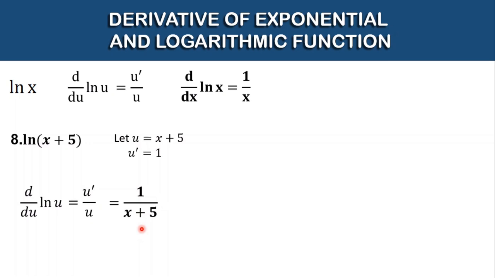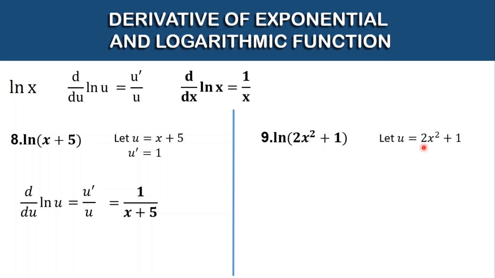Let's answer our example number 9. Find the derivative of the natural logarithm of quantity 2x squared plus 1. So, ito yung u natin. Let u is equal to 2x squared plus 1. And for our u prime, the derivative of 2x squared is 4x. And the derivative of 1, since this is a constant, becomes 0. So, 4x na lang yung ating u prime.